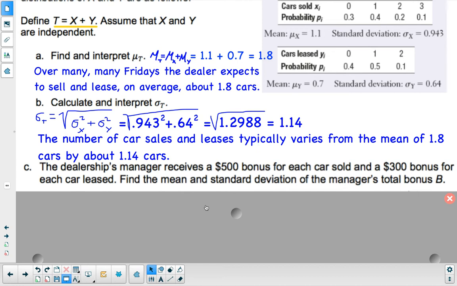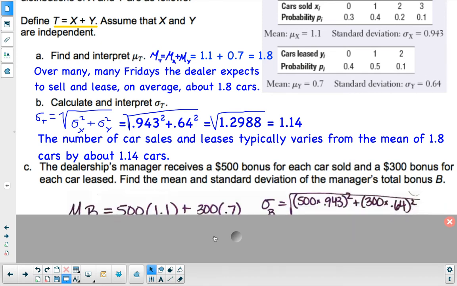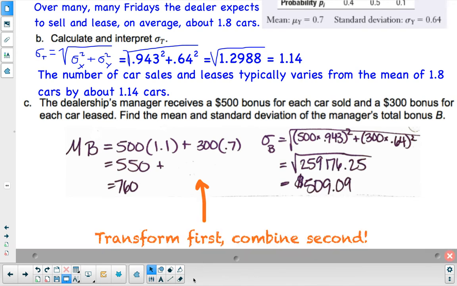The dealership manager receives a $500 bonus for each car sold and a $300 bonus for each car leased. Nice. Find the mean and standard deviation of the manager's total bonus. So you want to transform first and then combine. You can take that probability distribution for cars sold, and instead of thinking in terms of cars, think in terms of money. So if you sell 0 cars, you'll get 0 in bonus. If you sell 1 car, you'll get 500, 2 cars, 1,000, 3 cars, 1,500, etc. So here's the work for that. We're going to transform the means so that 1.1 cars is now multiplied by 500, so 550, and then plus the $300 for the average of 0.7 cars leased, for 760.